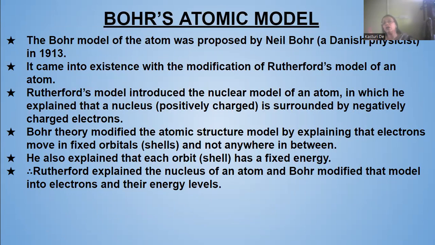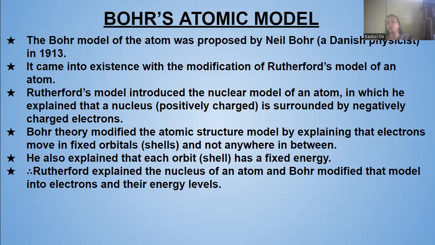Now, as there were some drawbacks in Rutherford's atomic model, Niels Bohr, a Danish physicist, proposed a model of the atom in 1913 to do away with these drawbacks. This Bohr's atomic model came into existence as a modification of Rutherford's model of an atom.